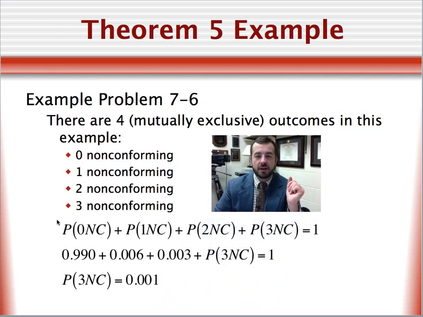In this case, we know the probability of 0 nonconforming units, we know the probability of 1 nonconforming unit, and 2 nonconforming units. But we don't know the probability of 3 nonconforming units. So we punch in our values 0.990, 0.006, 0.003, and we know that all 4 of these terms add up to 1. So we punch in the numbers, we get 0.999 plus the probability of 3 nonconforming units equals 1. We solve for the probability of 3 nonconforming units, and we get 0.001. So this is a 0.1% probability.